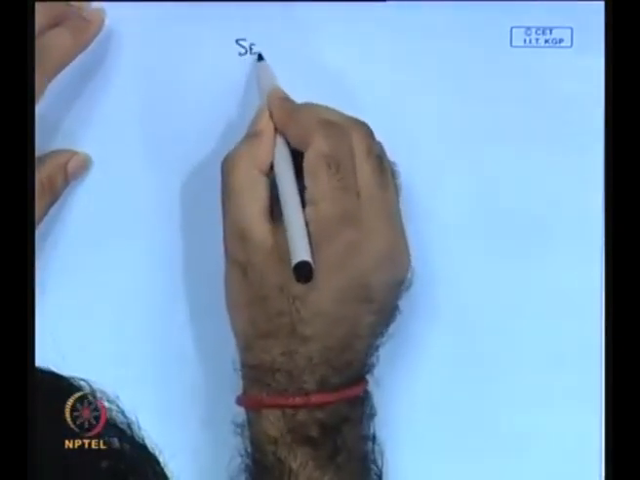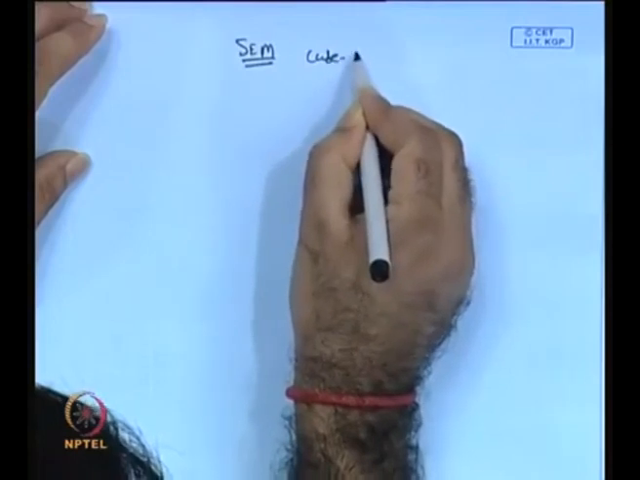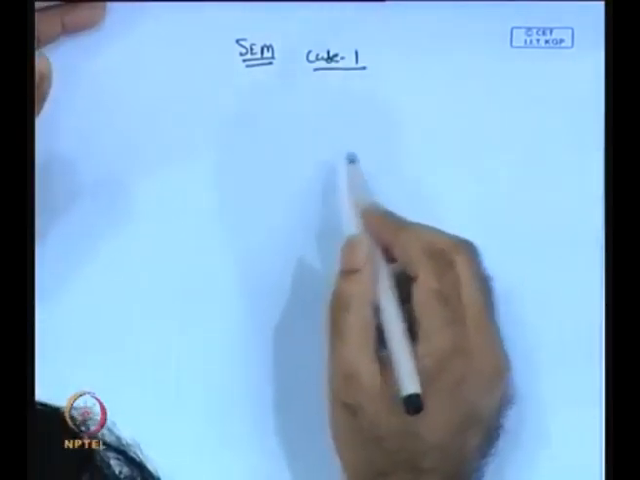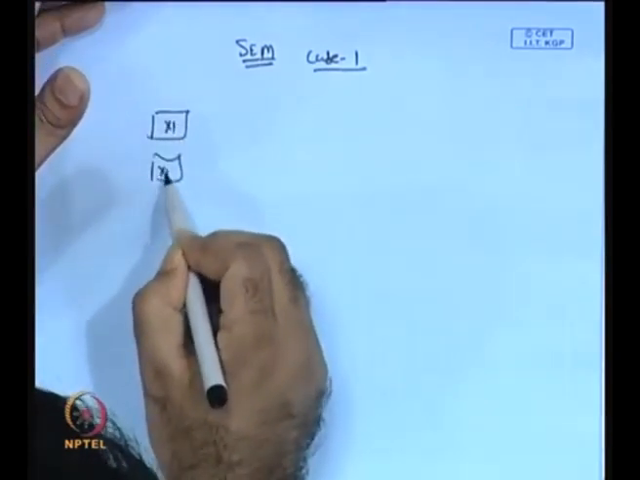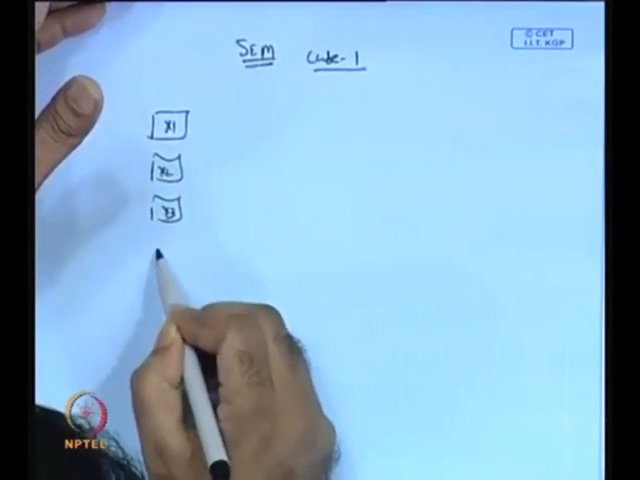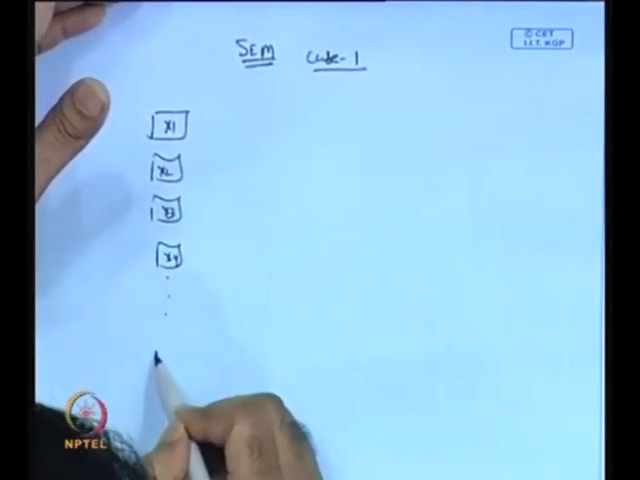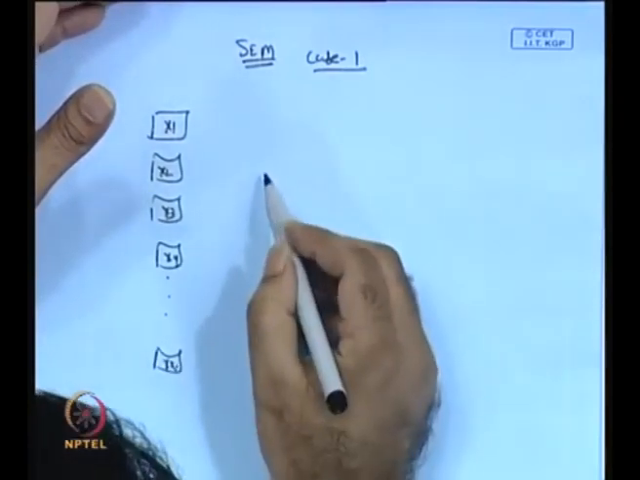With this particular setup, I will highlight two different structural equation models. One is a simple one, another is a little bit more complex. We start with the simple model, structural modeling case one. Here I will take a few variables, say x1, x2, x3, and x4, let's say up to xk.